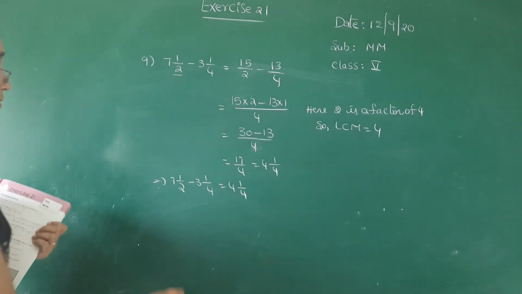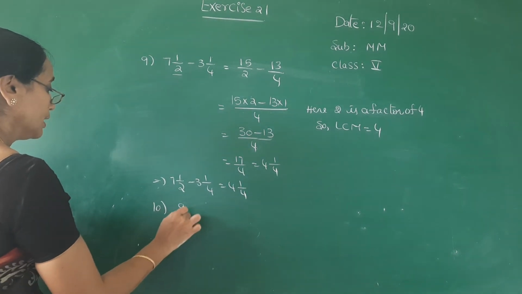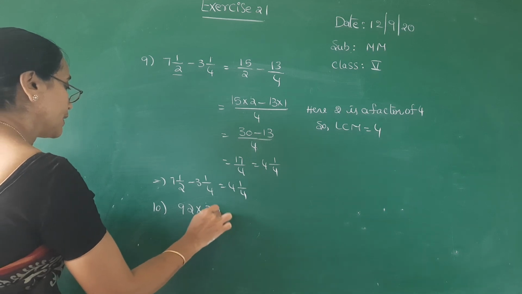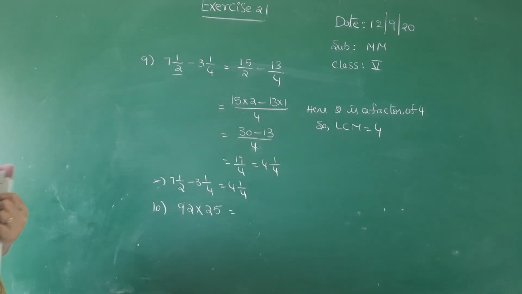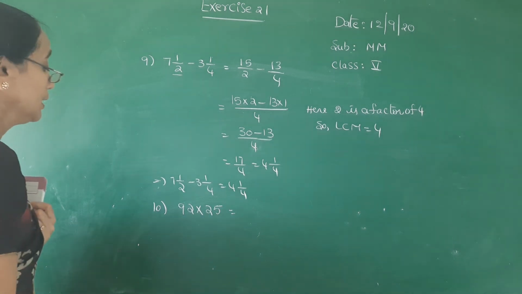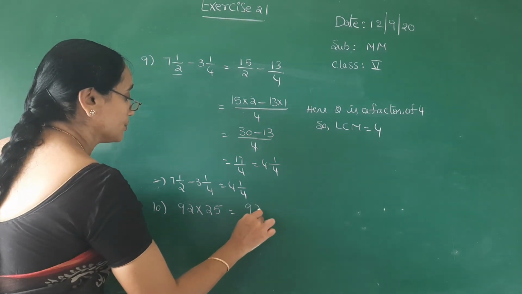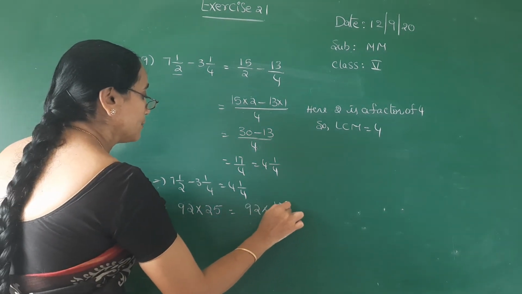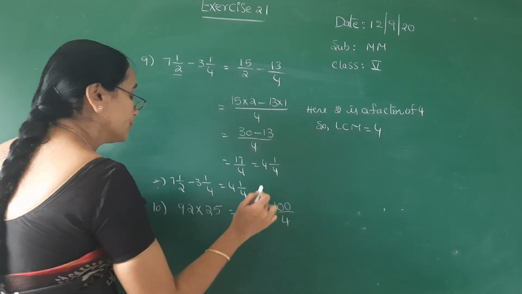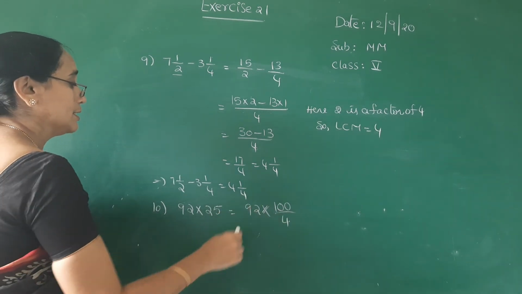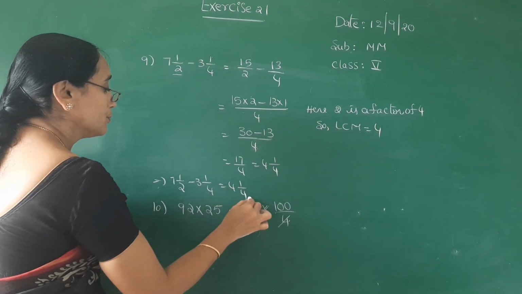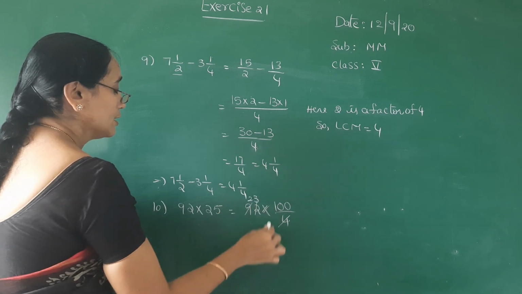And the last problem, the 10th problem, 92 into 25. Already you did this in 3rd and 4th class mental maths. When you are multiplying with 25, write 25 as 100 by 4. Why are you writing 100 by 4? Because 25 makes 100. You have to do 4 2s are 8, 4 3s are 12.